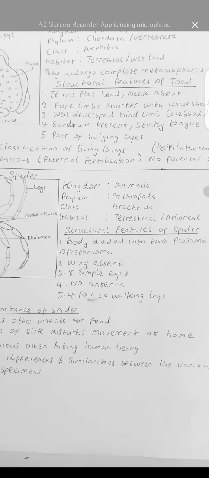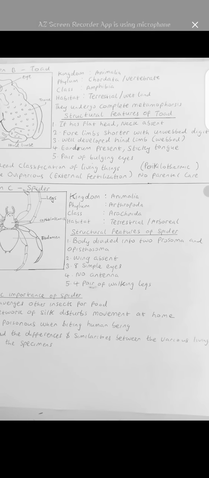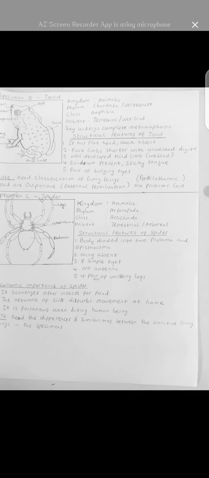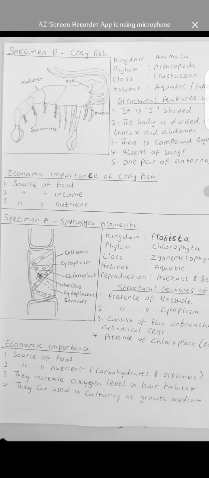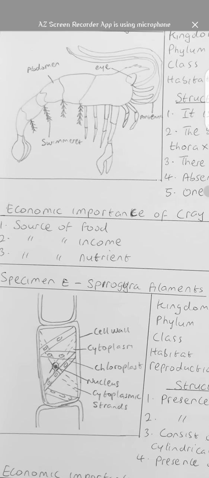Just look at their kingdoms. Look at the kingdoms and you'll be able to compare. All right. So let's go to the next slide. Specimen D, crayfish. Okay. So that's the diagram of the crayfish.